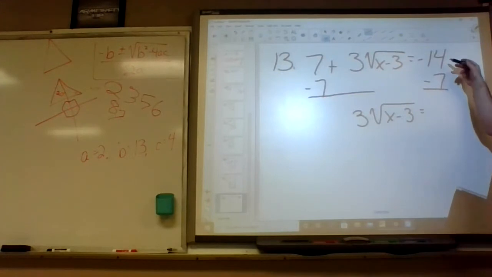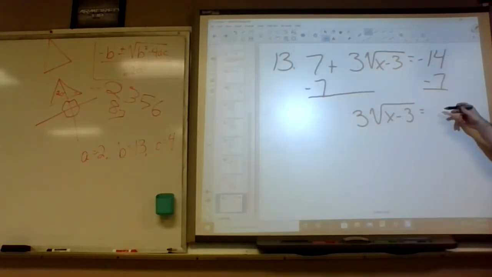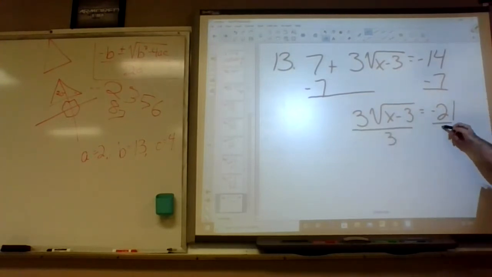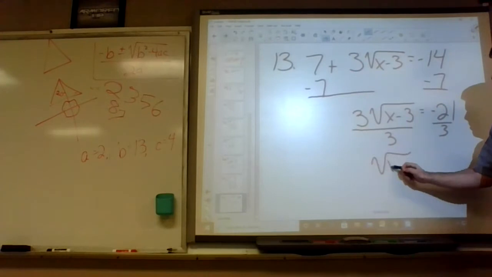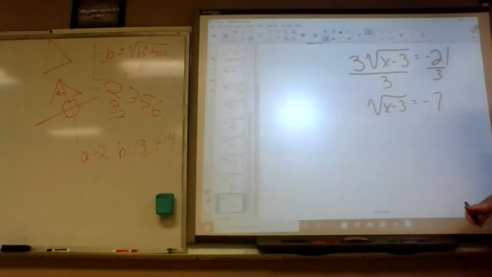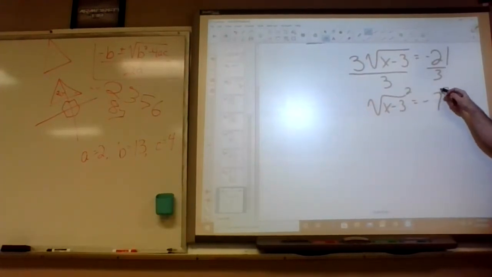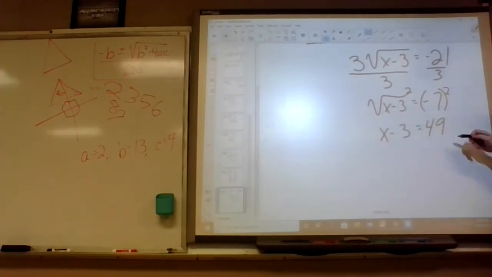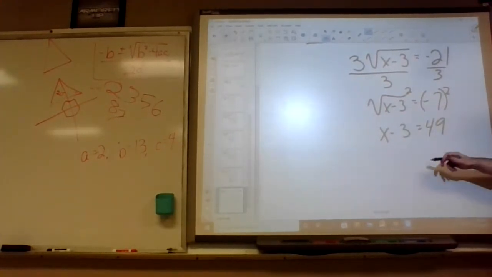Negative 14 minus 7? Negative 21. Now what? Divide by 3. Negative 7. Now what? And then we'd square it. Square that baby. So x minus 3 equals 49. And plus 3. x equals 52.